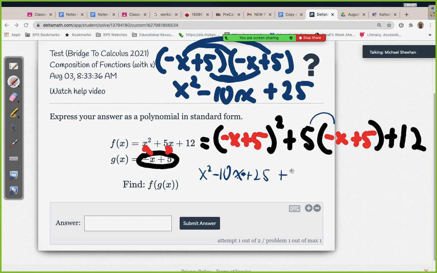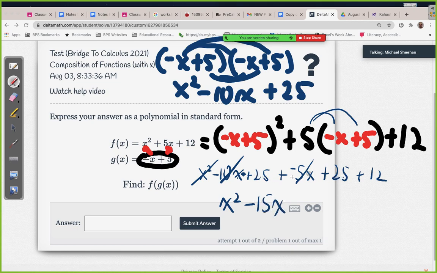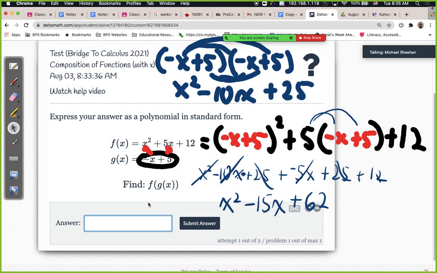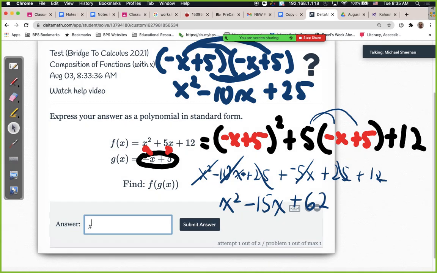And then we'll distribute this plus negative 5x plus 25 plus 12. And now we'll combine like terms. I've got a single x squared term. I've got a negative 10x and a negative 5x. Those add up to negative 15x. 25 plus 25 plus 12, that's 62. And there's my answer. F of g of x is going to be x to the second power minus 15x plus 62.